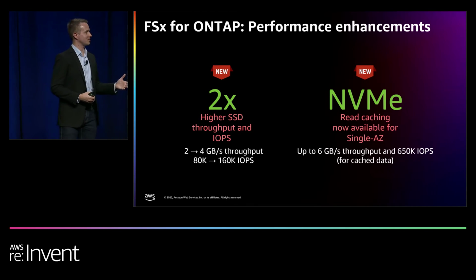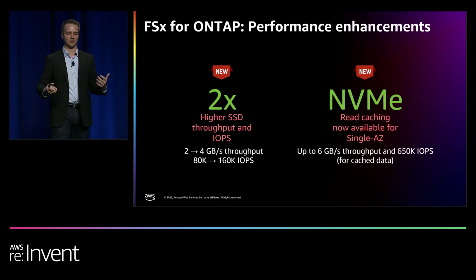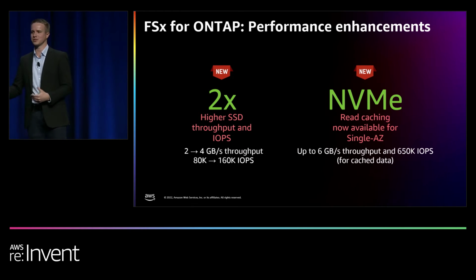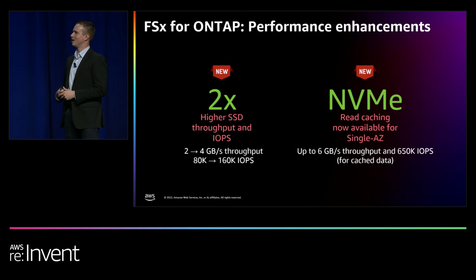So if you create a new file system in supported regions, you can now also have an NVMe read cache automatically included. What this enables you to do is drive even higher levels of performance for read-heavy workloads like databases and electronic design automation, up to 6 gigabytes per second in total of throughput, and over 600,000 IOPS for data that lives in the cache.